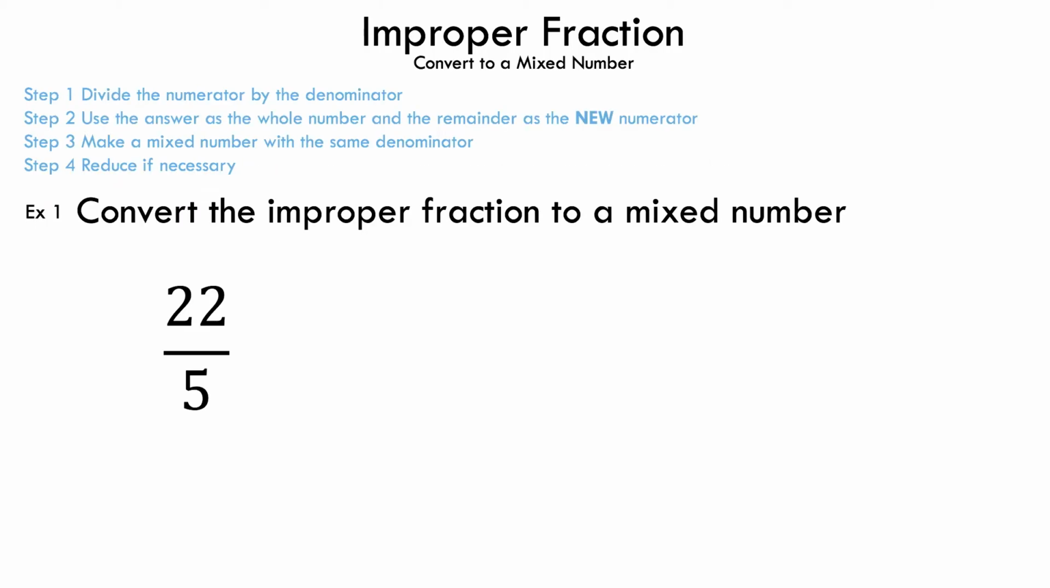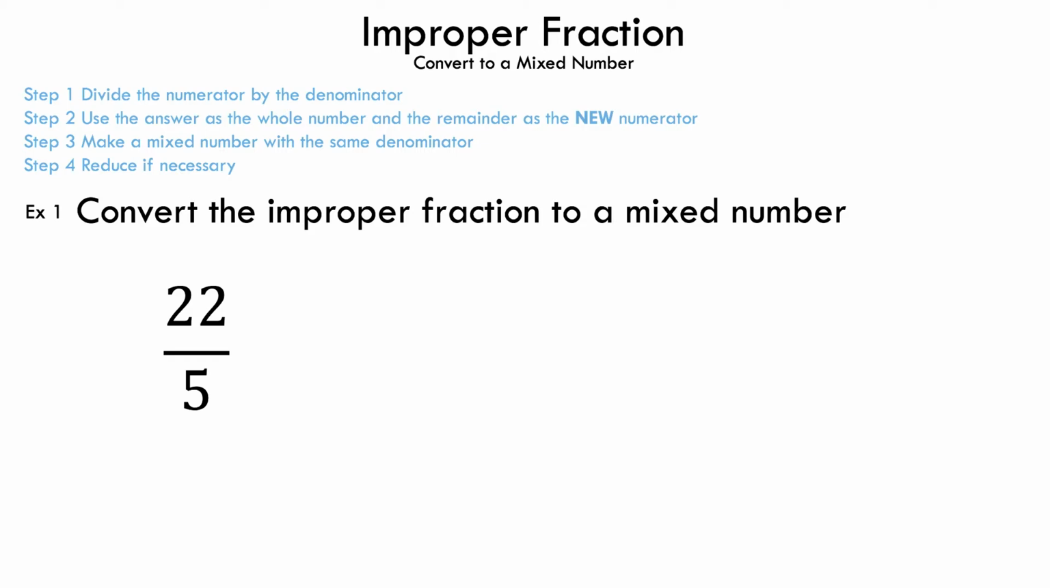So let's go ahead and read the steps in order to convert an improper fraction to a mixed number. Step 1, divide the numerator by the denominator. Step 2, use the answer as the whole number and the remainder as the new numerator. Step 3, make a mixed number with the same denominator. Step 4, reduce if necessary.